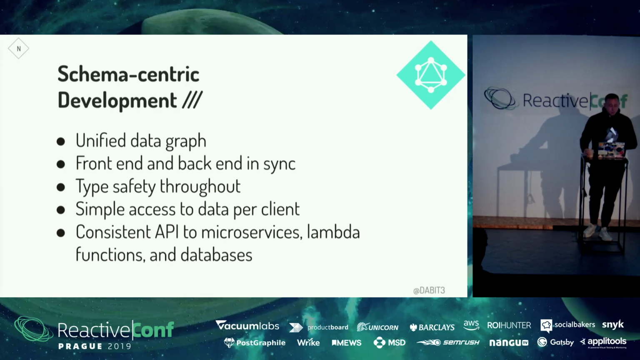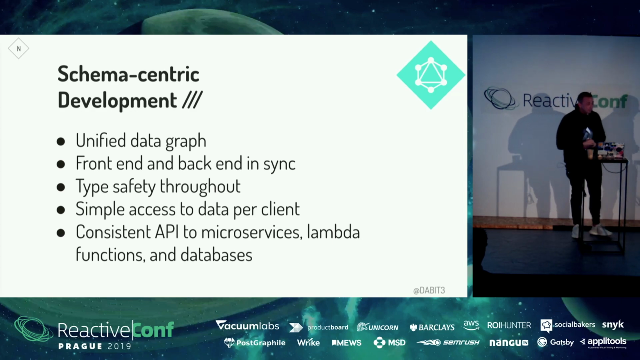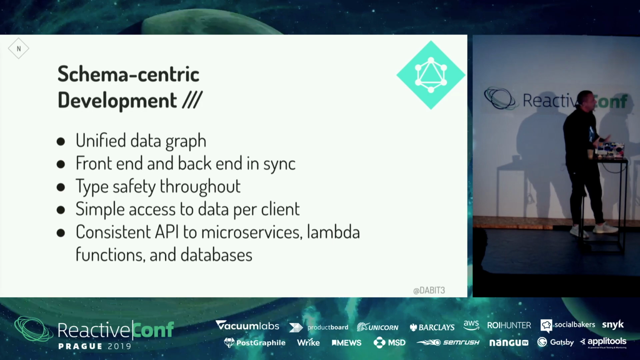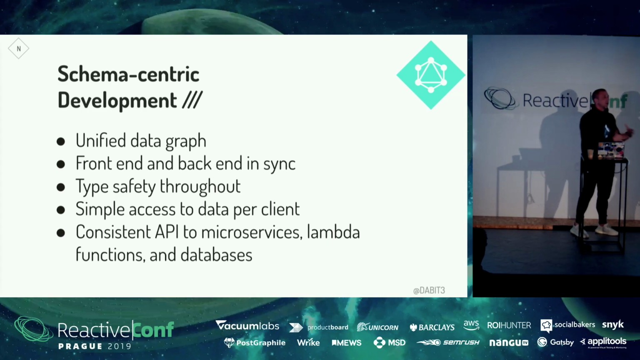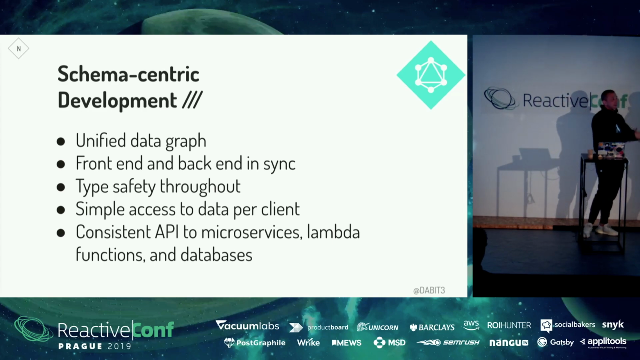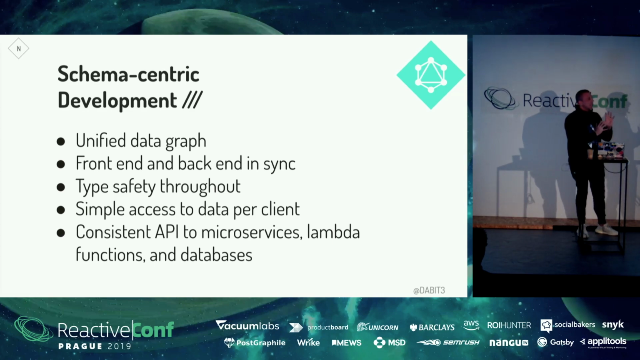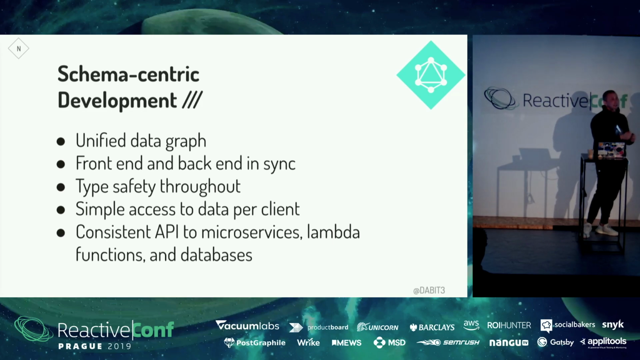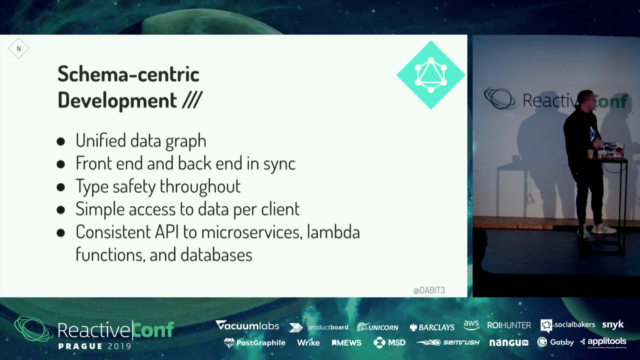And this brings what I call schema-centric development. Unified data graph. The front end and back end end up being closer and more in sync. You end up having type safety throughout. You have simple access to data per client. So you can also be thinking about this in the sense that you're going to be needing the same data from your mobile device, from the desktop device, and maybe from your Apple Watch. But you don't want to be bringing the same data down on these different devices. You're going to need different types of data. GraphQL is perfect for that.